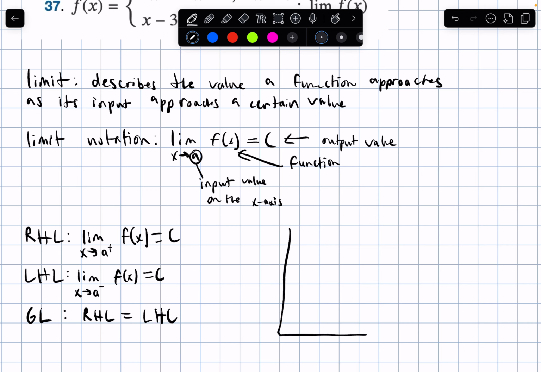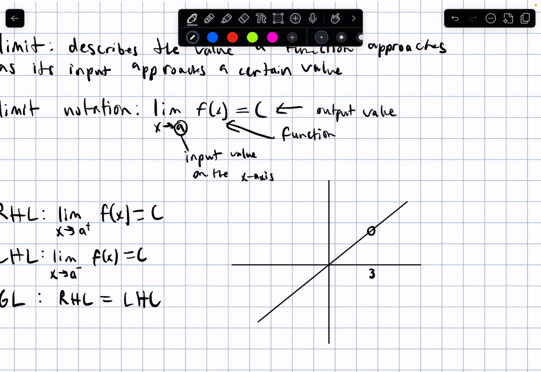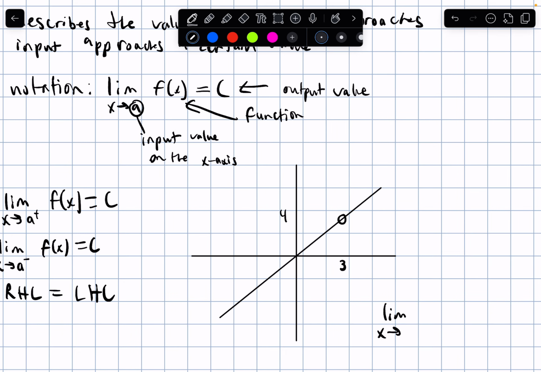So, for example, we can draw a little function over here, just to show what a limit actually looks like. This would be the ideal case scenario. Let's pretend that we don't have an x value at 3, so there's a removable discontinuity there. The limit as x approaches 3, and our y value can be 4, as x approaches 3, f of x equals 4.